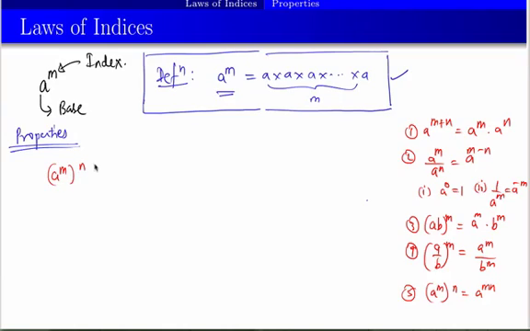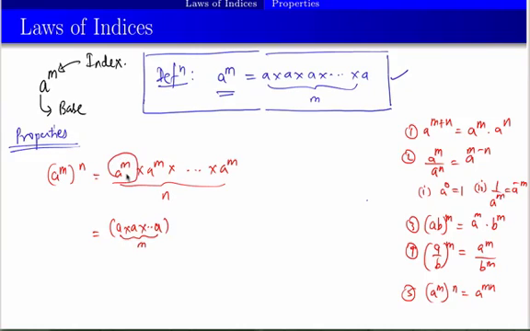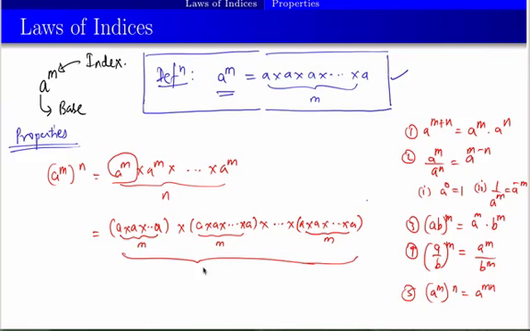So a raised to m raised to n is nothing but a raised to m into a raised to m and so on a raised to m. How many such a raised to m? n. And now each a raised to m can be opened up. How many a's are there? m here, each of them a into a into a. How many a's? m, and so on. How many a's? m. And how many such brackets are there here? n. So I get a raised to mn, because now in all how many a's will be there? Each bracket has m a's. Total number of brackets is n. So mn a's are there. This is how we get it.